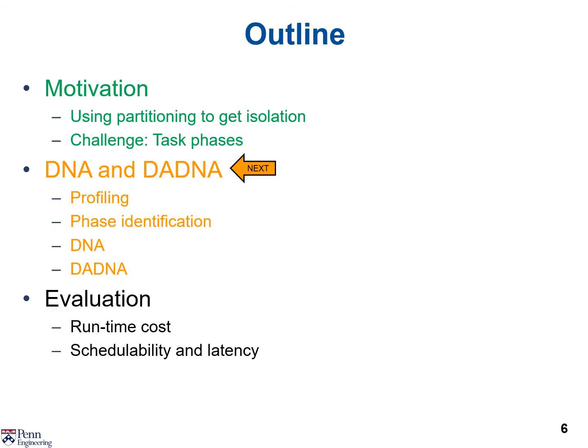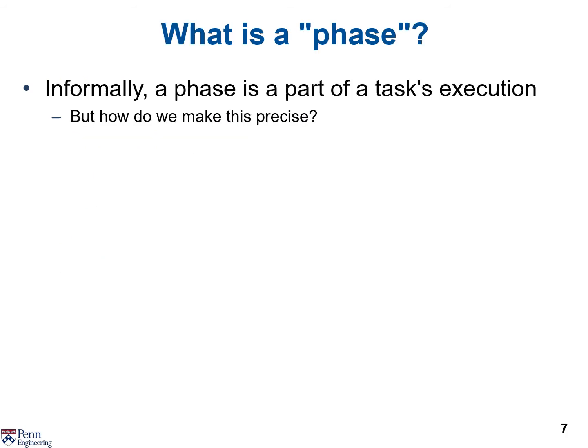Next, we will discuss how we define and identify phases, and then cover the DNA and DADNA algorithms in more detail. To understand how DNA and DADNA effectively allocate resources, we must first properly define what a phase is, as well as figure out how to track what phase a task is currently in. As we saw from the Canneal and FFT rate graph shown earlier, it is clear that a task's phase is tied to its overall progression.